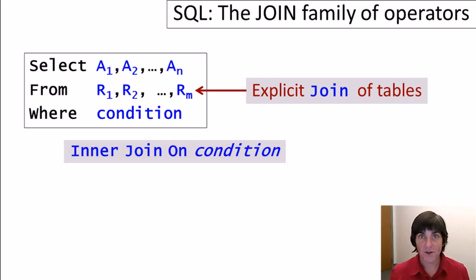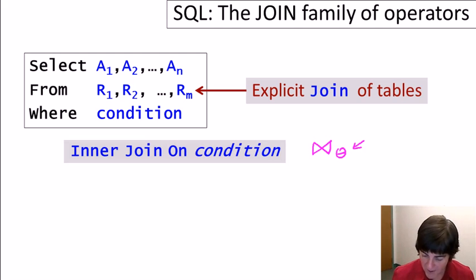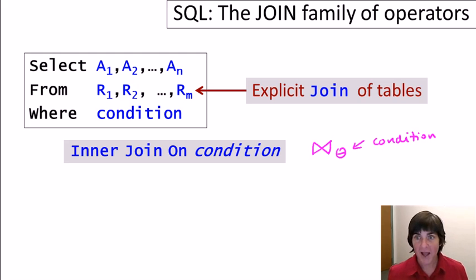One of them is what's called the inner join on a condition. And we'll see that that's equivalent to what in relational algebra we were calling the theta join, where the theta here is a condition. So it's effectively taking the cross product, but then applying a condition and only keeping the tuples in the cross product that satisfy the condition.